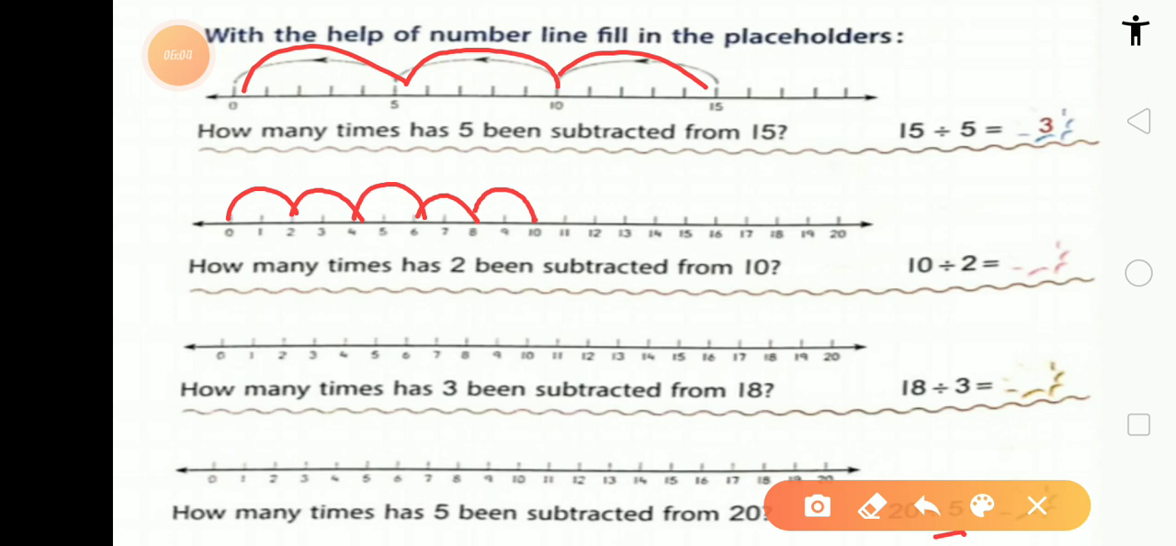So how many jumps does it take? We can count 1, 2, 3, 4 and 5. Okay, so here the answer will be 5, right? Understood? Okay, the same as we will do the other questions, right?